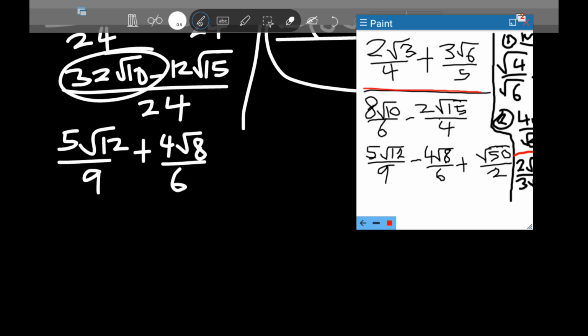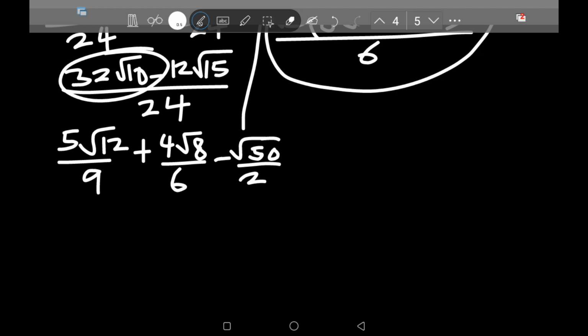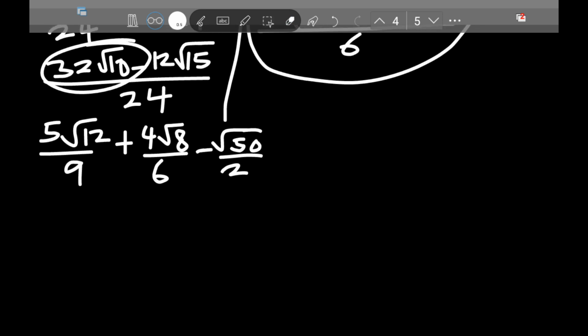and minus 50 root 50 over 2. So now we can get rid of that and let's start. Let me move it here. Now let's start by finding the LCM of 9, 6 and 2. What is the LCM of 9, 6 and 2?